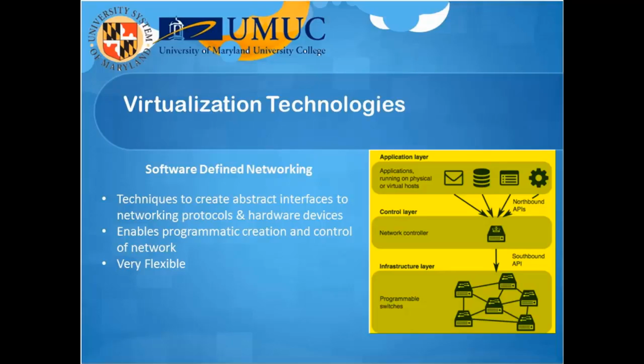In this example, the networking layer has been broken up into 3 different layers. At the bottom, we have the programmable switches. That's the infrastructure layer, and those are the physical devices. There's an API between those switches and a network controller, which is the control layer. We make our changes in the control layer. And then there are applications, or virtual hosts, or physical hosts, and that's our application layer. That application layer talks through a different API to the control layer to make changes or route traffic down through the infrastructure layer, again using APIs.